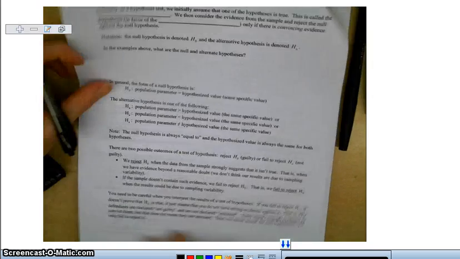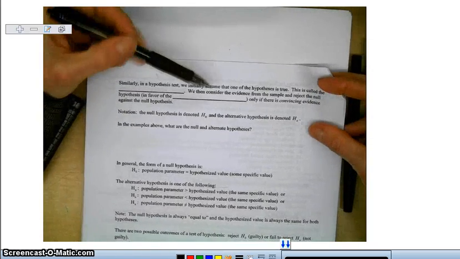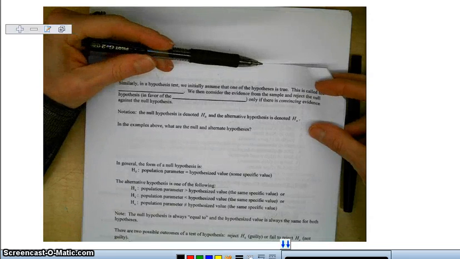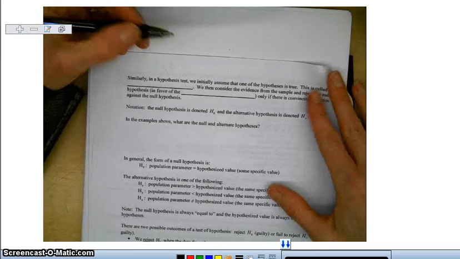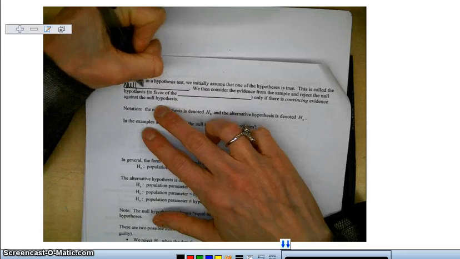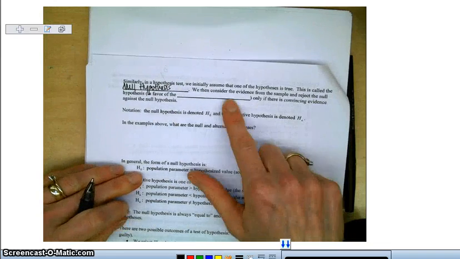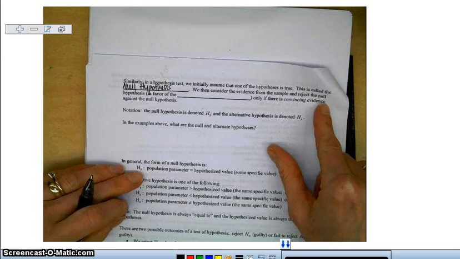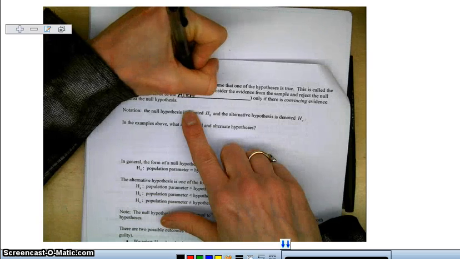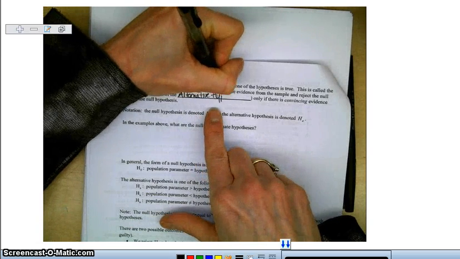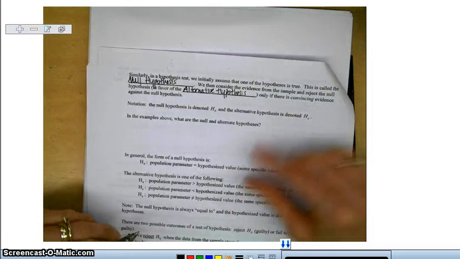All right, so continuing on page 143. Similarly, in a hypothesis test, we initially assume that one of the hypotheses is true. This is called the null hypothesis. We then consider the evidence from the sample and reject the null hypothesis in favor of the alternative hypothesis only if there is convincing evidence against the null hypothesis.